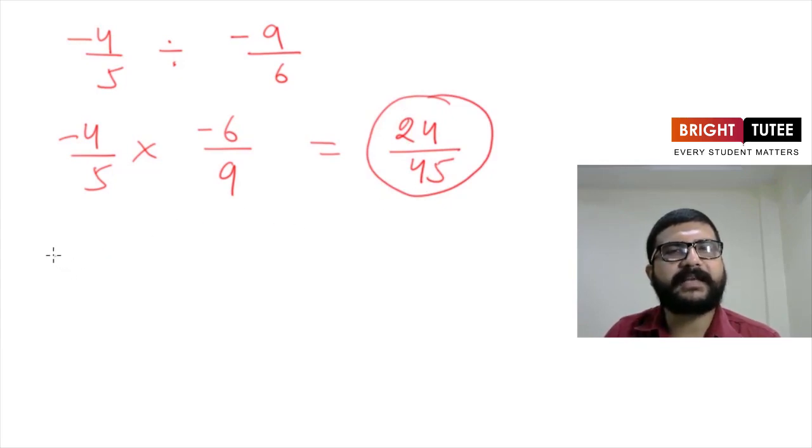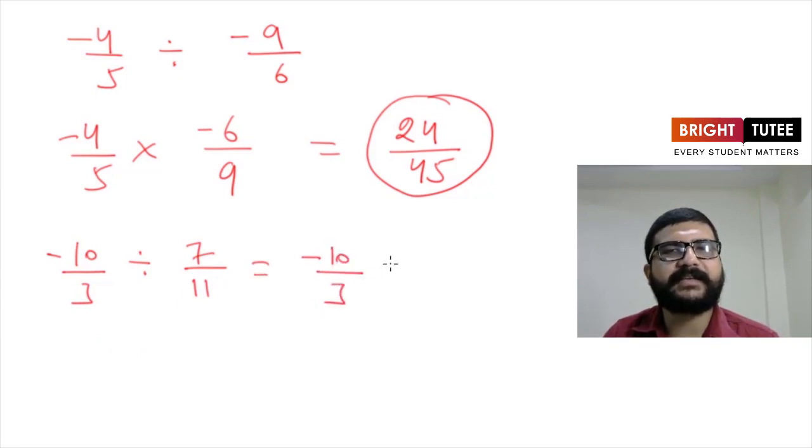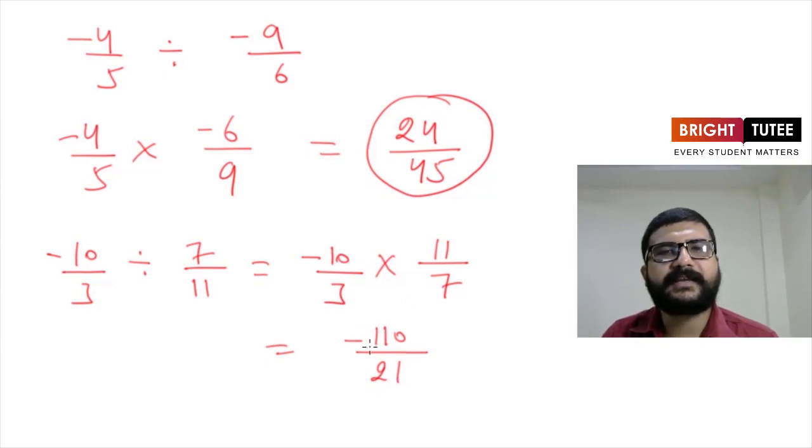Now suppose we are having numbers like this, minus 10 upon 3 divided by 7 upon 11. Now how to divide them? This will be equal to minus 10 upon 3, the first number as it is, then multiplication and then the reciprocal of the second number, that is 11 upon 7. Now minus 10 into 11 is minus 110, divided by 3 into 7, that is 21. So the final answer is minus 110 upon 21.